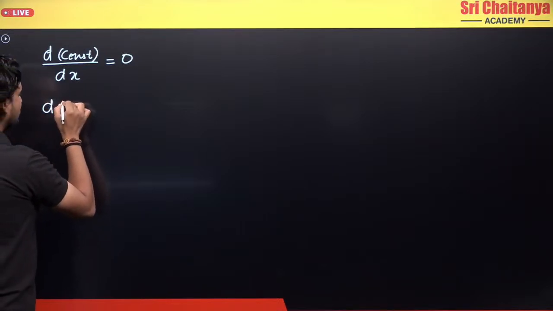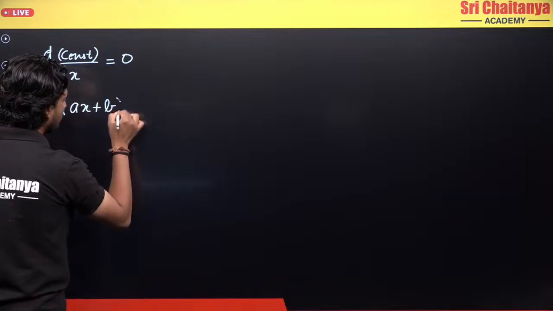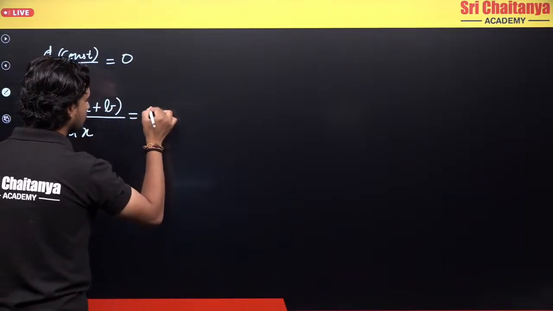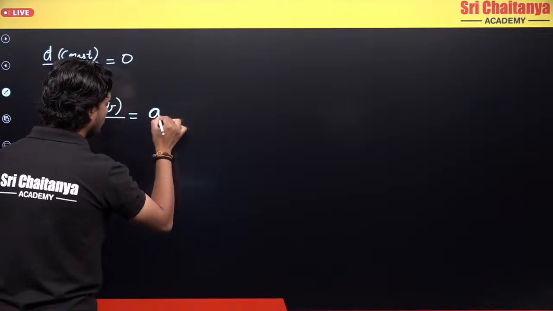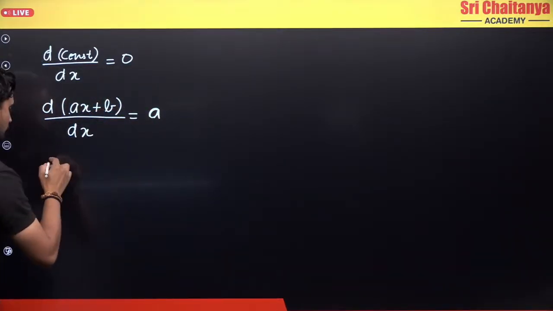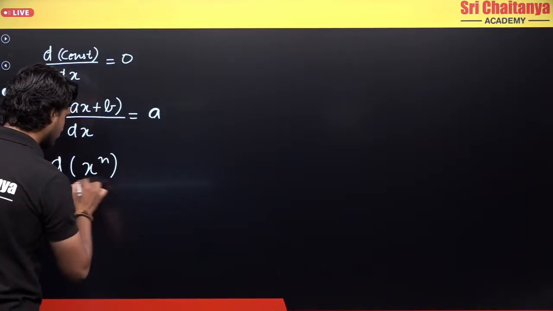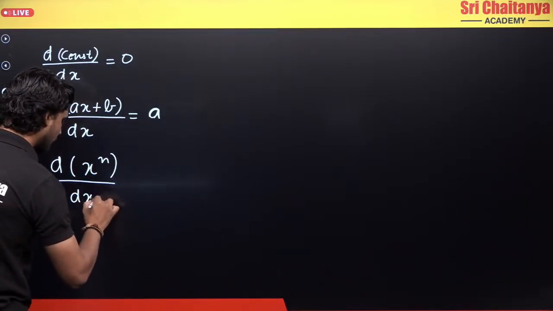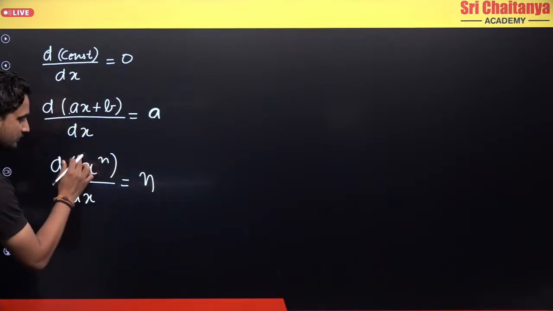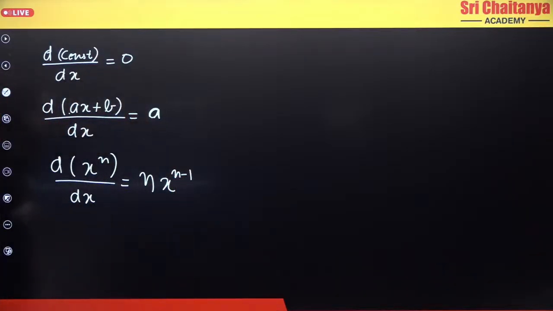Second, if I have a linear function ax plus b, then the derivative with respect to x will be a. For ax it becomes a and b is a constant, so that is 0. For a power function, x power n, the differentiation of x power n with respect to x gives n x power n minus 1. The power comes forward.